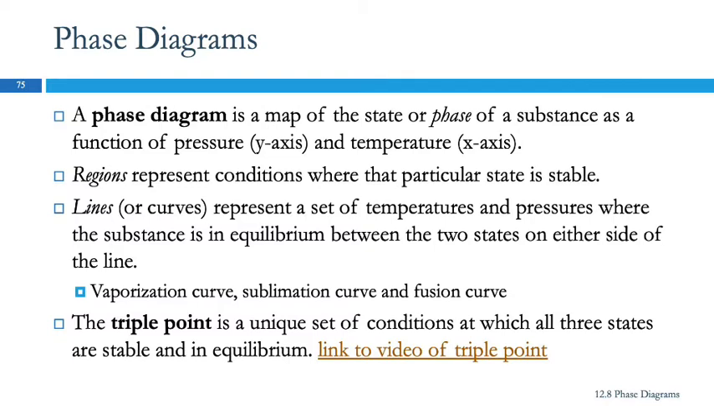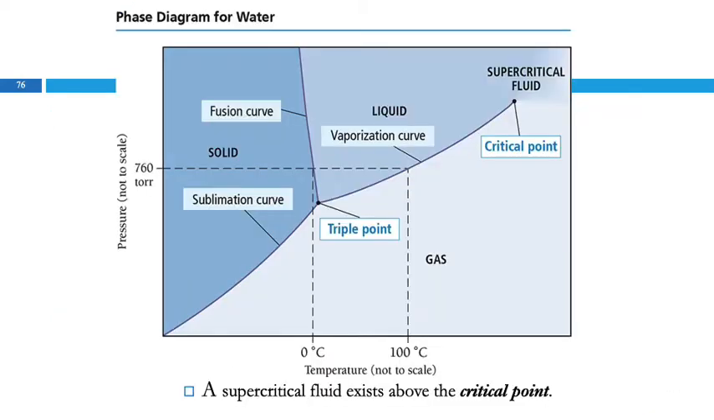So let's look at a phase diagram. So this is a phase diagram for water. So we have pressure measured in torr on the y-axis, and this is not to scale, so you don't want to use this to do anything precise. And on the x-axis, we have temperature increasing, also not to scale. So this is 760 torr, which is normal atmospheric pressure. And here we've got 0 degrees Celsius.